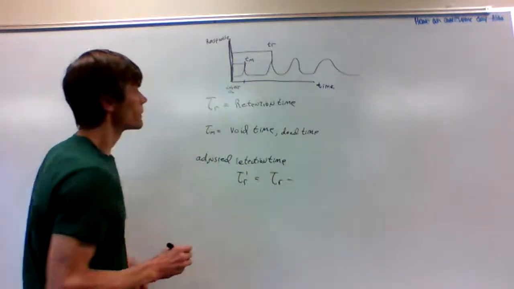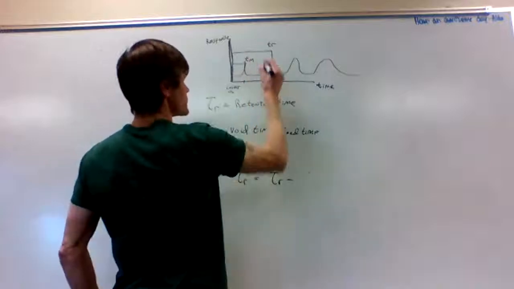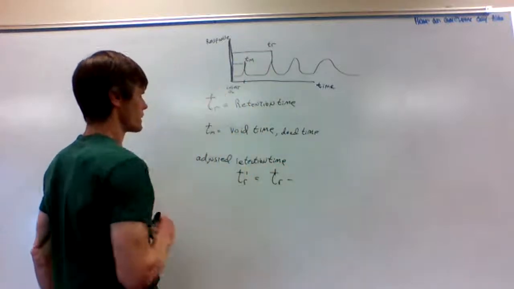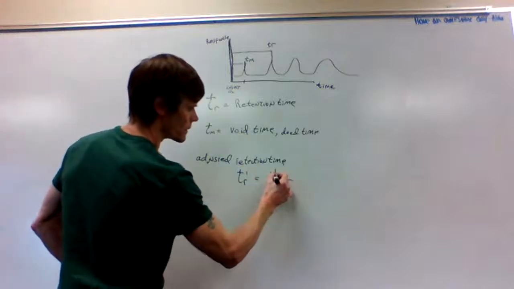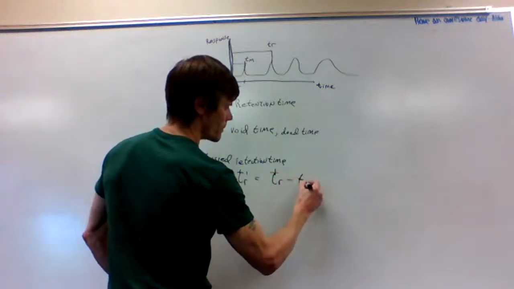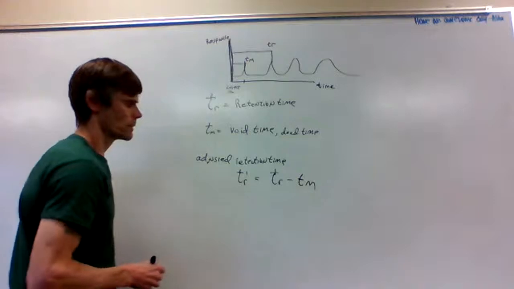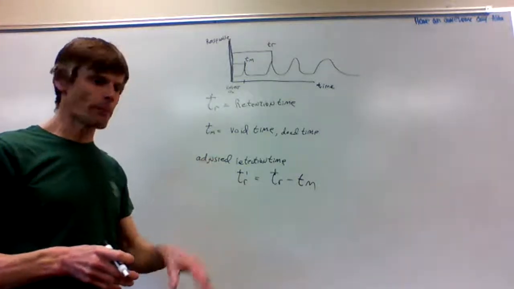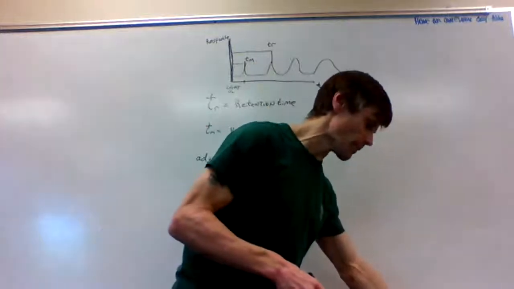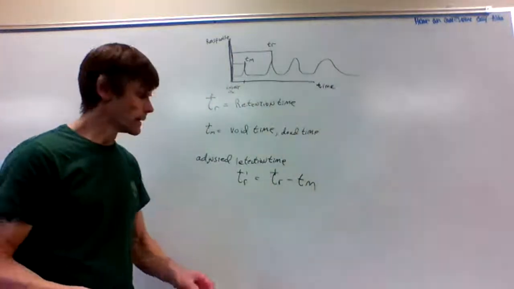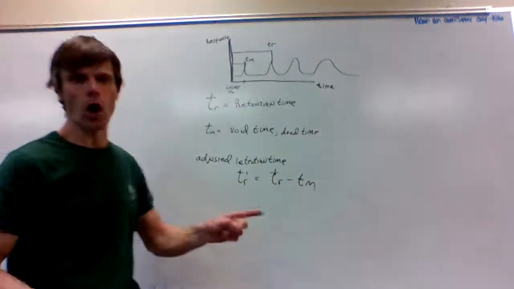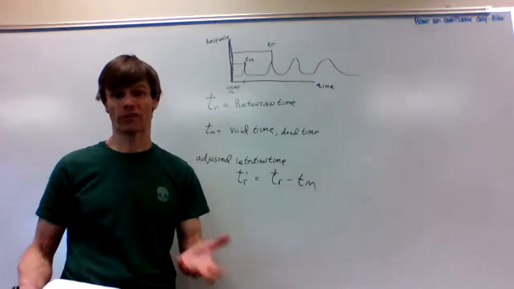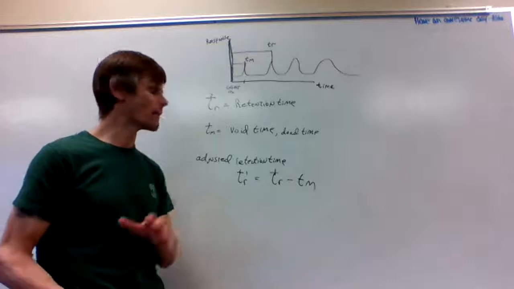TR. And let's be consistent. These are like that. They have a little hat on them. Okay. TR minus T sub M. Now that's important, that piece of information. What this information tells us is how long a retained species actually interacted with the stationary phase. Let's think about why.